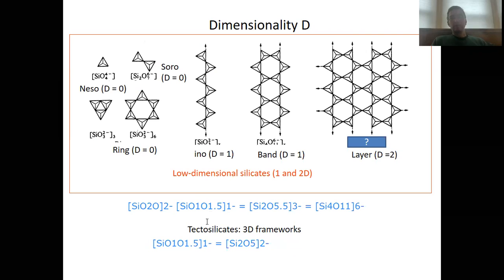All right, so last but not least, we have also tectosilicates. These are three-dimensional frameworks. These three-dimensional frameworks arise when you interconnect layers in the third dimension, in three dimensions somehow. Most tectosilicates are aluminosilicates. In most cases, the SiO4 tetrahedra are linked by AlO4 tetrahedra. So you call these tectosilicates, even though you have a different tetrahedral center here.